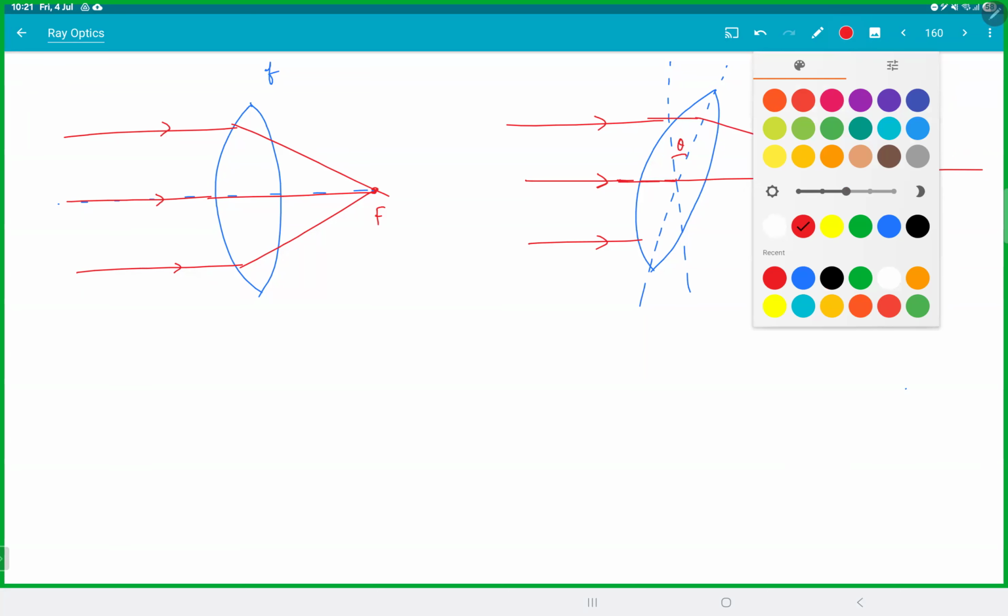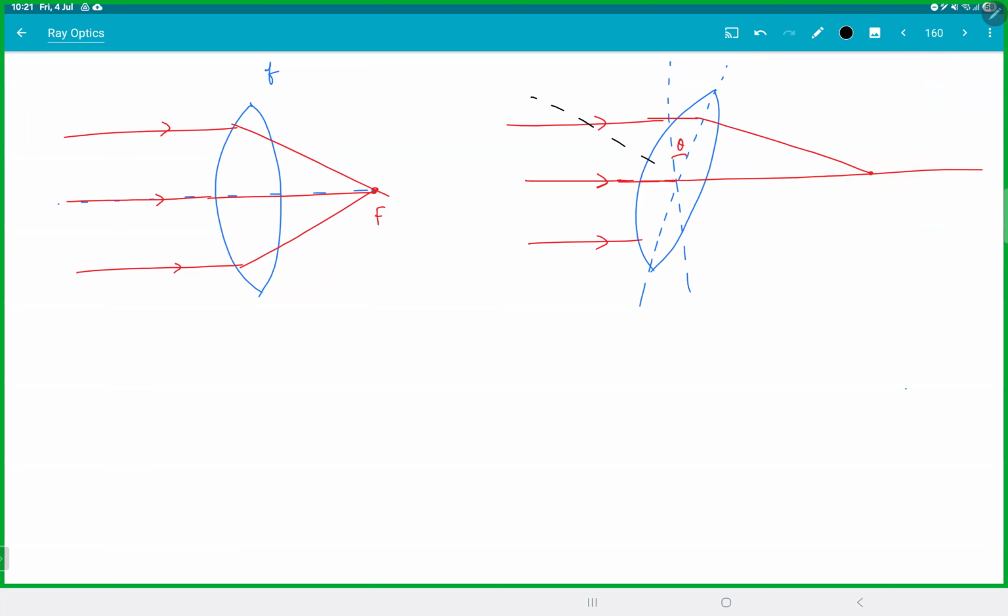The principal axis has shifted. This will be your new principal axis. And the ray through the optical center is undeviated. So whatever image will form, that should still be on that line somewhere. We don't know where. It should be on that line.